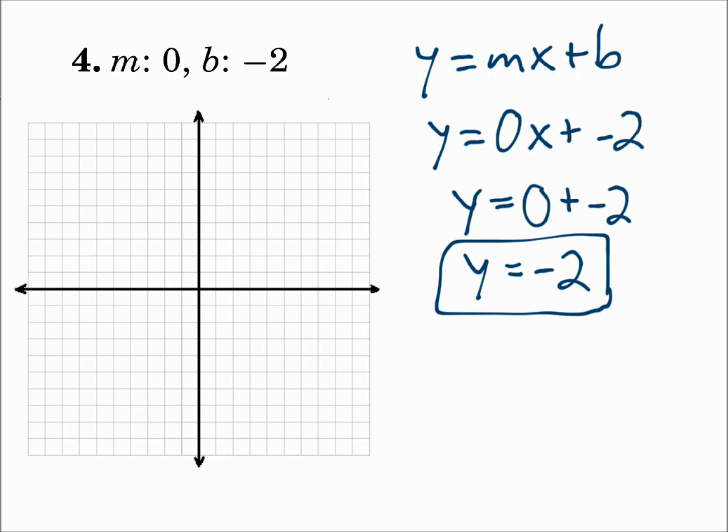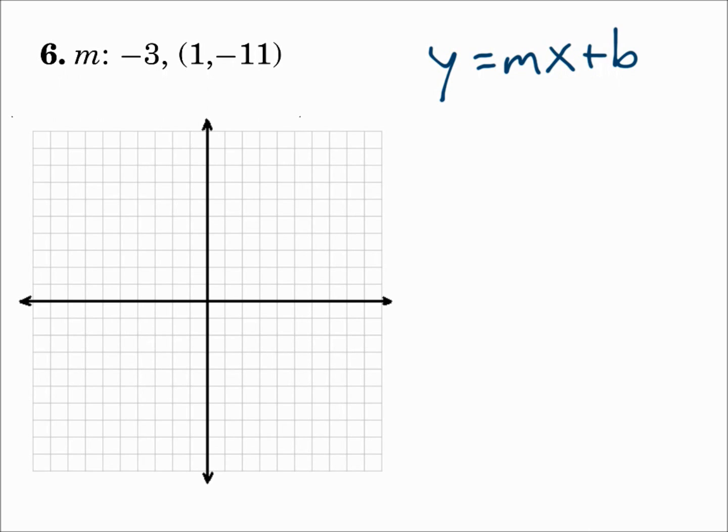Now graph it. Plot the y-intercept of negative 2. And lines with a slope of 0, those are horizontal lines. So draw a horizontal line through that point. Remember, slope of 0 is a horizontal line. An undefined slope would be a vertical line, but a slope of 0 is horizontal. And when a line is horizontal, its equation will simply be y equals a number, and it will be a horizontal line through that number, in this case, through negative 2.